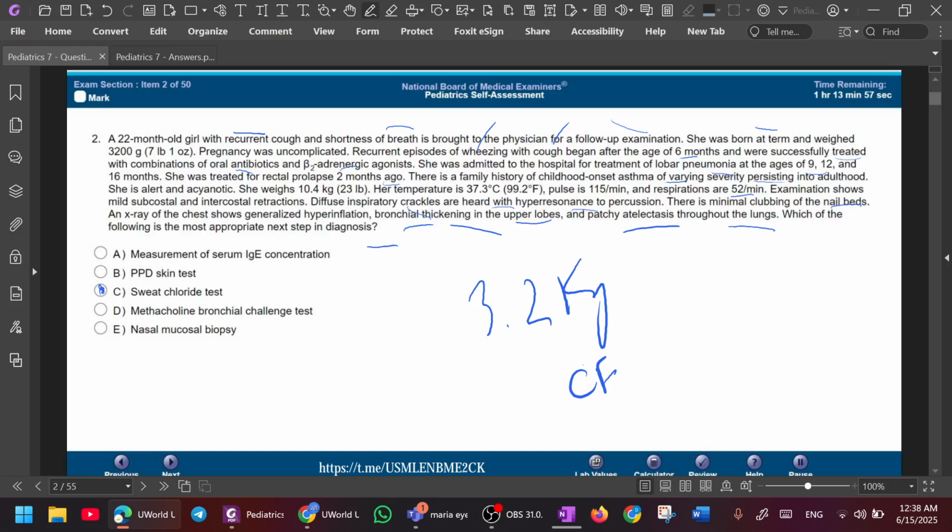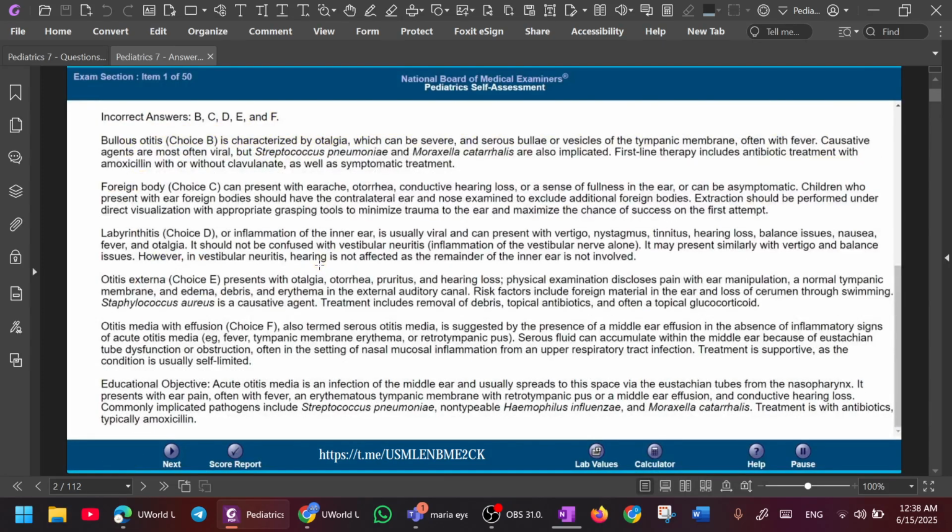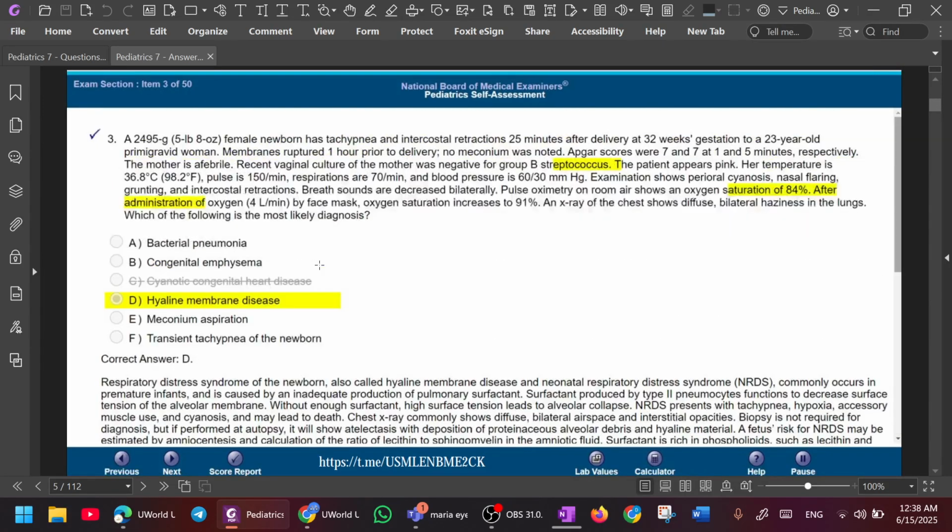Imaging findings include hyperinflation, bronchiectasis with peribronchial cuffing, and diffuse nonspecific inflammatory change. Diagnosis is made using the sweat chloride test.